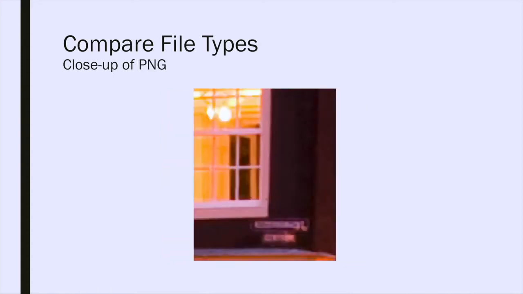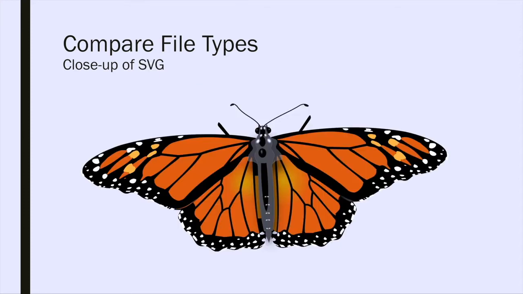Lastly, the PNG. The PNG has a great quality when it comes to the full image. Once you get closer into it, it does sort of lose a little quality, but the overall image itself is still great. Lastly, the SVG, Scalable Vector Graphic.